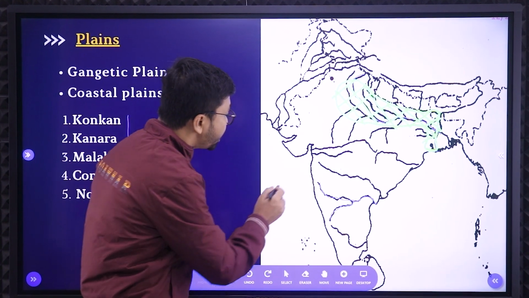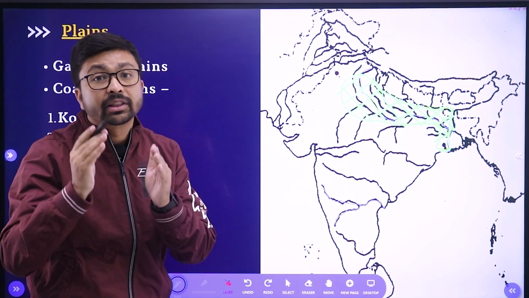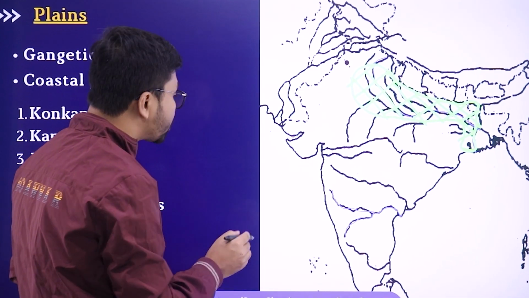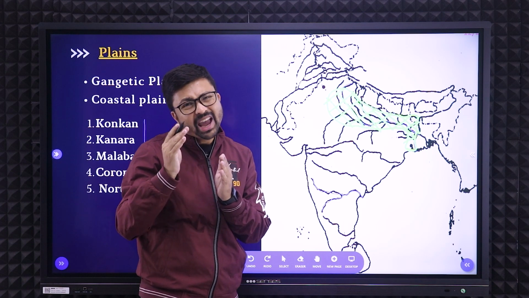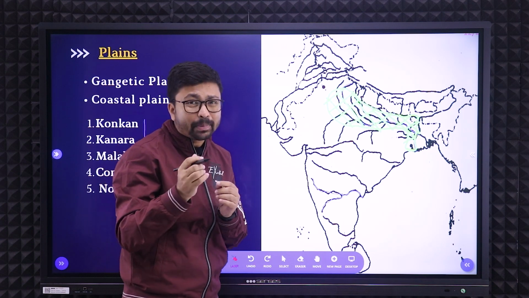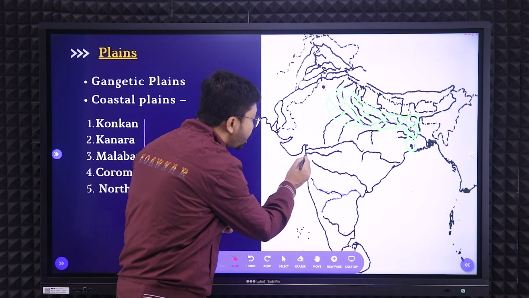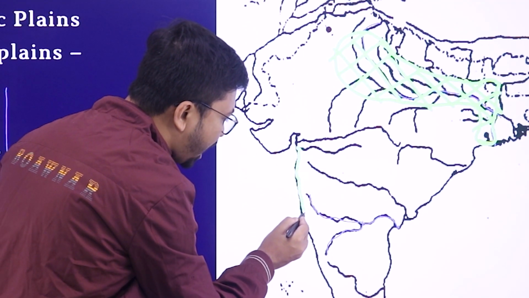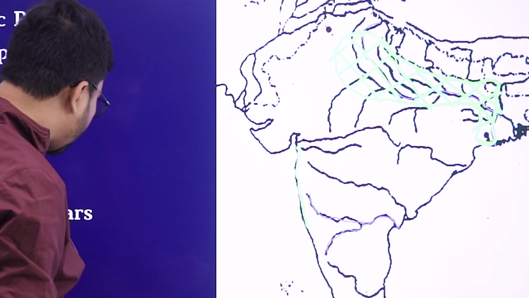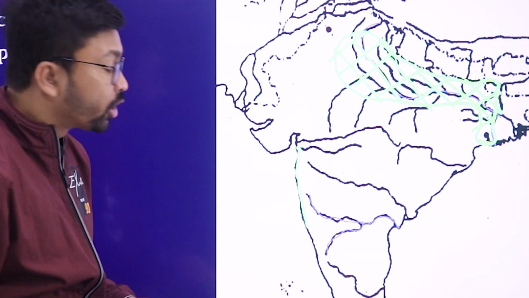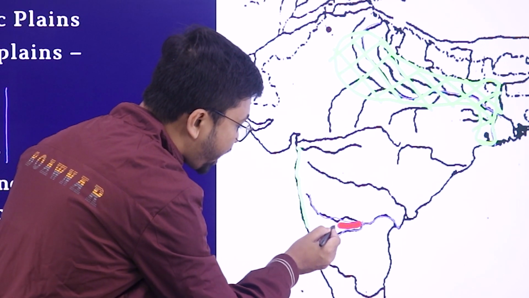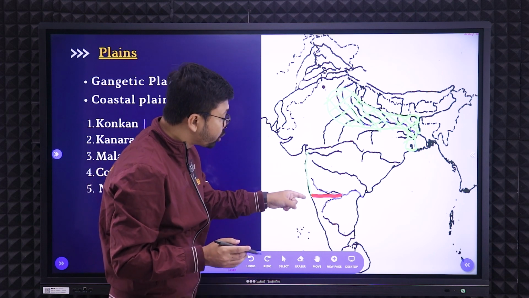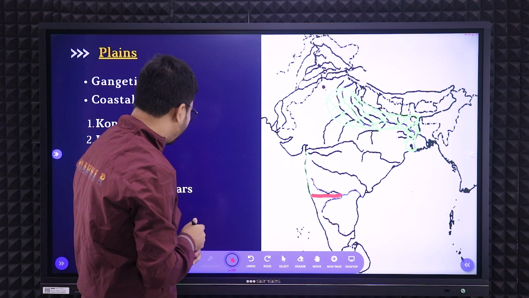Remember, the Konkan will start below the Tapti river. There should not be any gap between the coastal plains and the coastal line. So it will start from there, and how long will it go? It will go up to the Krishna river, where the Krishna and Tungabhadra rivers join. From there you need to imagine one straight line like this, and it needs to go up to this much.